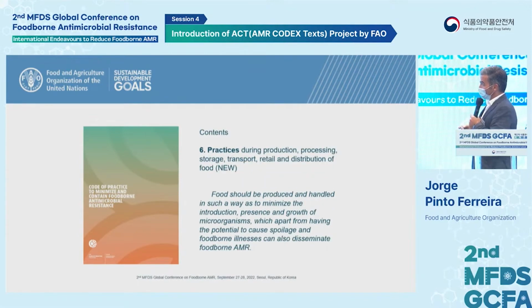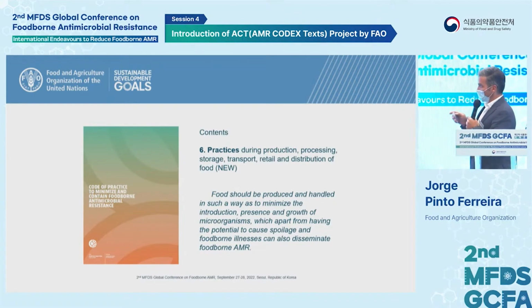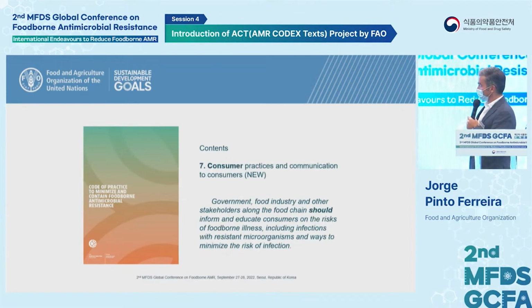In terms of practice, coming to the end of the overview of the document, this is interesting. Regarding the last stage of the food chain, it's a new section of the code of practice, and it says food should be produced and handled in such a way as to minimize the introduction, presence, and growth of microorganisms, which apart from having the potential to cause spoilage and foodborne illness, can also disseminate foodborne AMR. So this is towards the end of the food chain. We focus on the whole course of the food chain, from production to distribution.